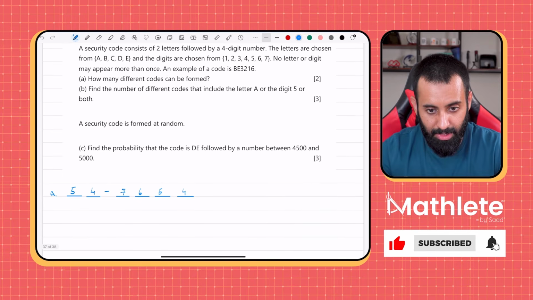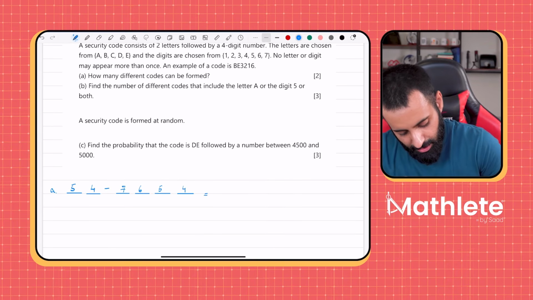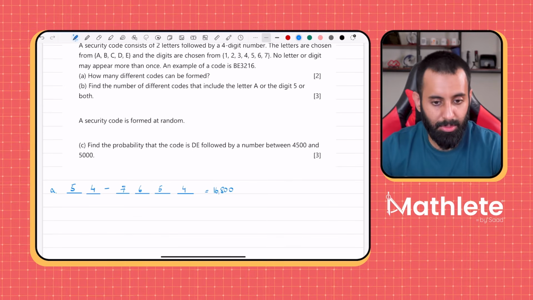Okay, let's see what that is equal to. That, if you work it out correctly, is equal to 16,800. Okay, so that's the answer to the first part.